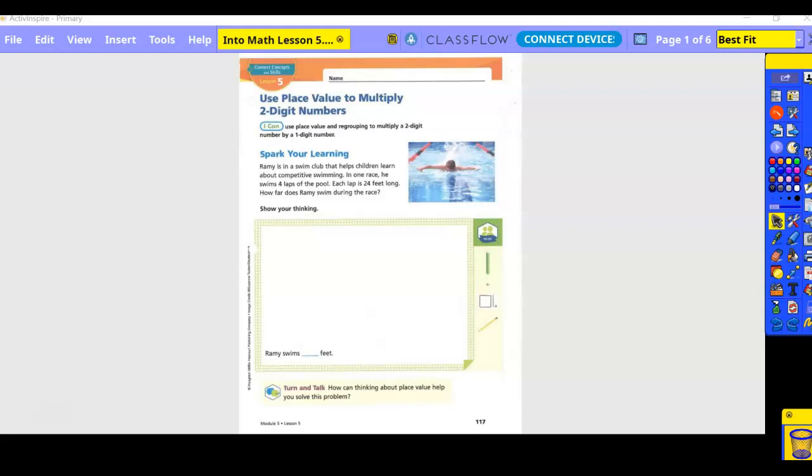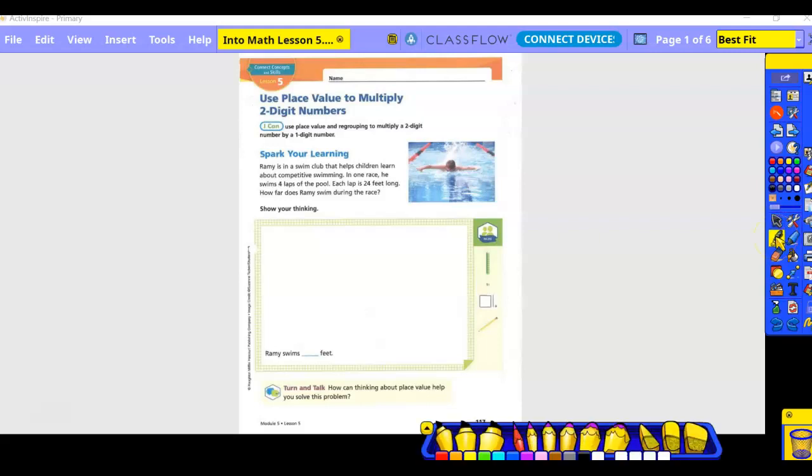Spark your learning. Randy is in a swim club that helps children learn about competitive swimming. In one race, he swims 4 laps of the pool. Each lap is 24 feet long. How far does Randy swim during the race? So, you have 24 feet, 4 laps. How far does Randy swim during the race?